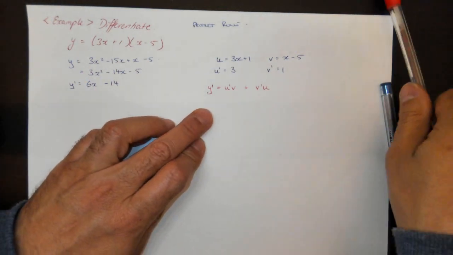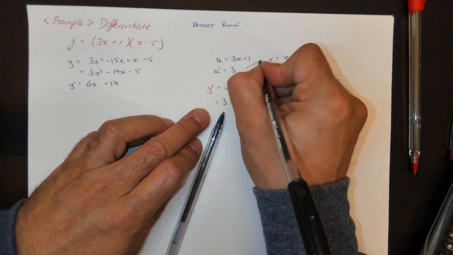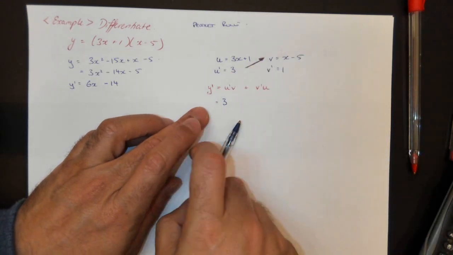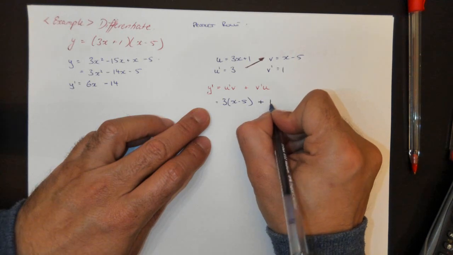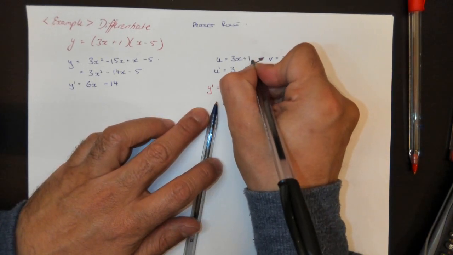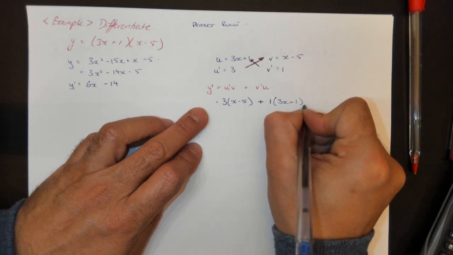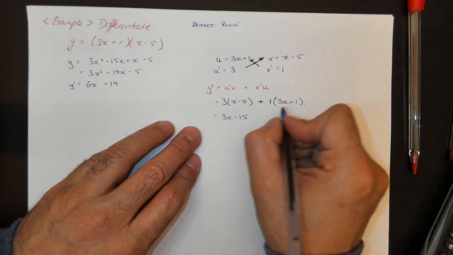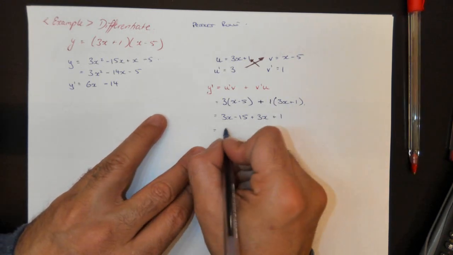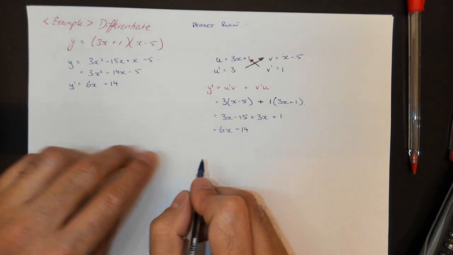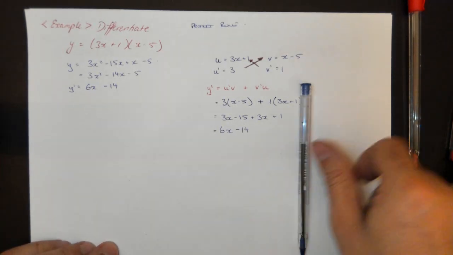Okay, so looking at this, we've got u dash, which is 3, and I'm multiplying it by what's happening up here, so I'm multiplying it by x minus 5. I'm going to add it to v dash, which is 1, multiplied by u. Okay. So I get 3x minus 15 plus 3x plus 1, which ends up being 6x minus 14, which is the same solution. That would be what I would call my method 1.